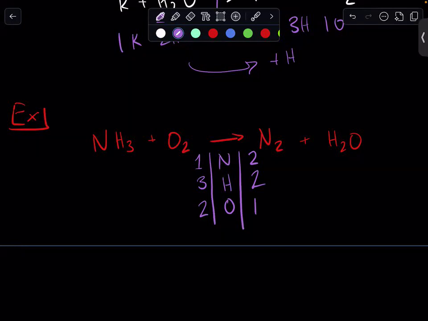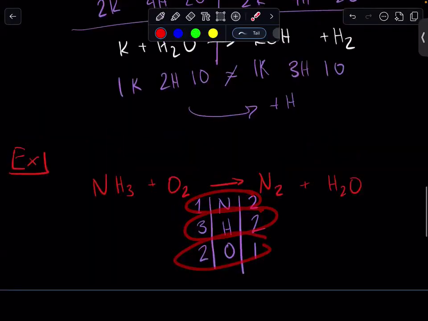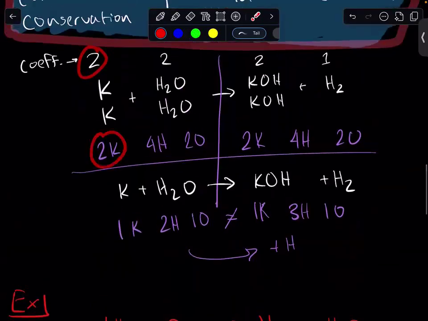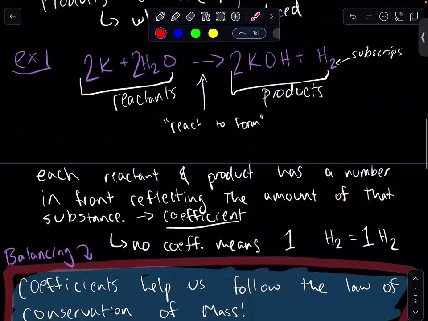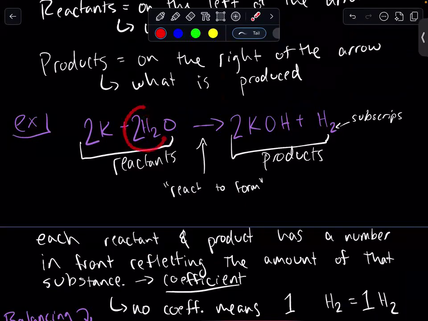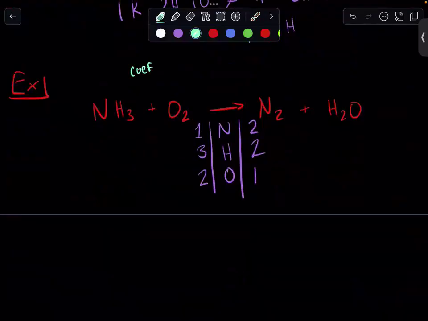So I'm just going to start at the top and see how I can balance it. Now, something you'll notice about coefficients is they go in front. So 2K doesn't mean K plus K, it means 2 times K. So for example, 2H2 means 4 hydrogen. Coefficients are multiplicative. So coefficients multiply. So I'm going to put that up here.